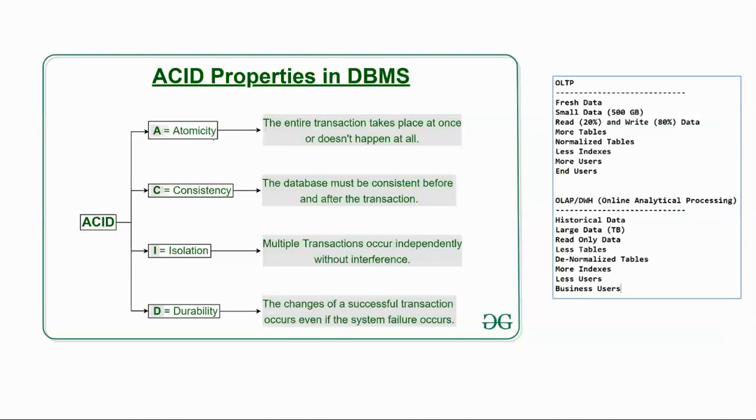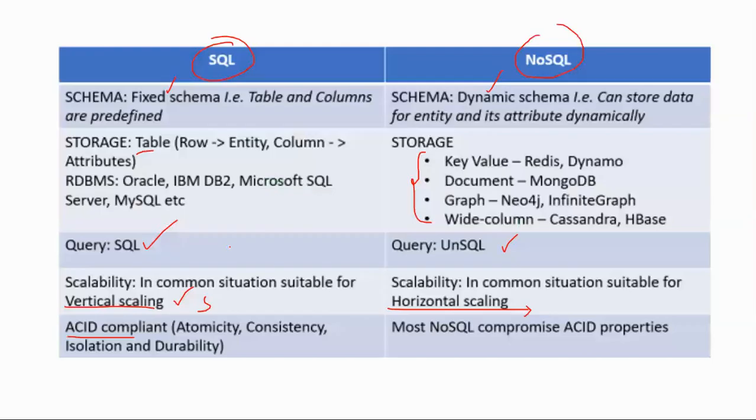You'll be able to see here, atomicity is nothing but the entire transaction takes place at once or doesn't happen at all. Consistency, isolation, and durability, try and go and search. So what are these ACID properties actually? You need not learn about it, but it's very good to have some information. Consistency means the database must be consistent before and after the transaction. Isolation means multiple transactions occur independently without any interference. Durability means the change of a successful transaction persists even if a system failure happens.